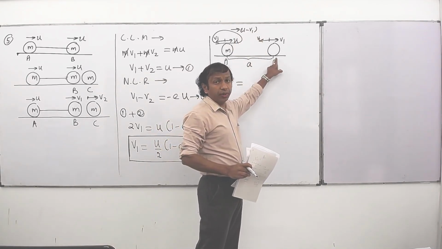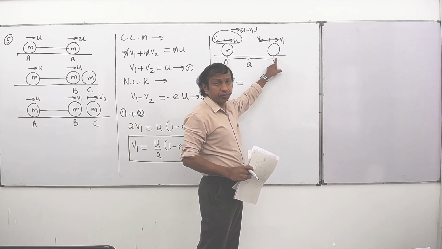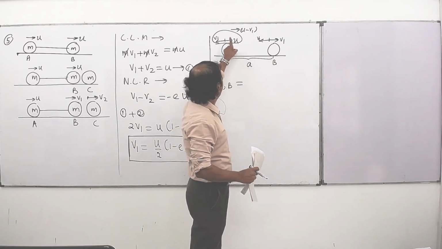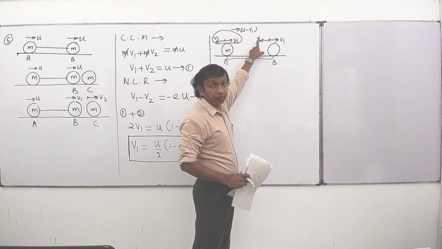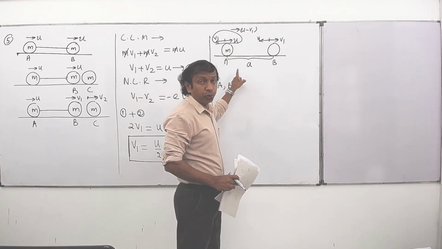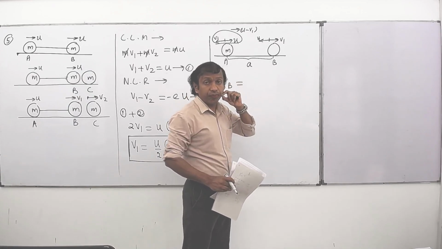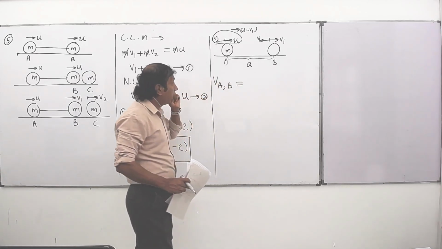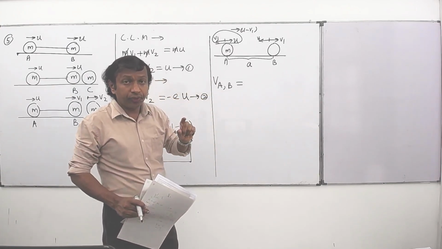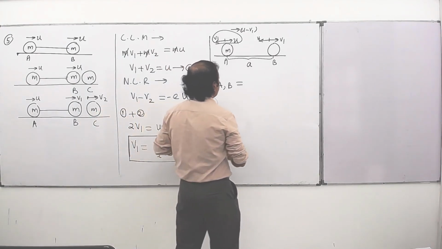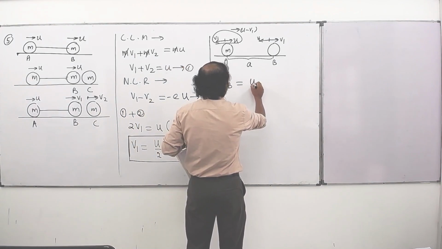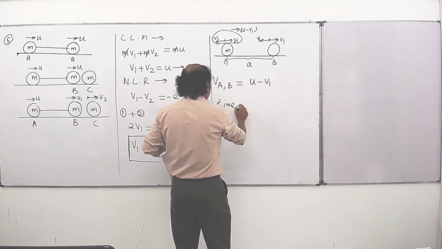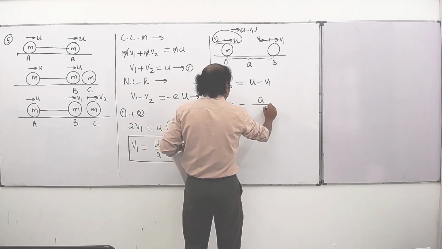Then B is at rest. Now A moves towards B with velocity u minus V1. What distance should it move to make the collision with B? Simply a. Then A should move a distance a with velocity u minus V1. Then we can first write the velocity, therefore the time. Time is distance divided by velocity.